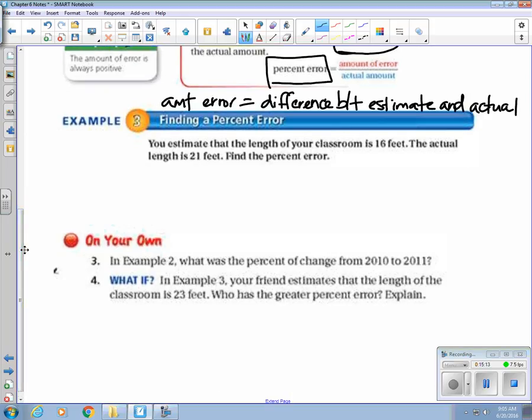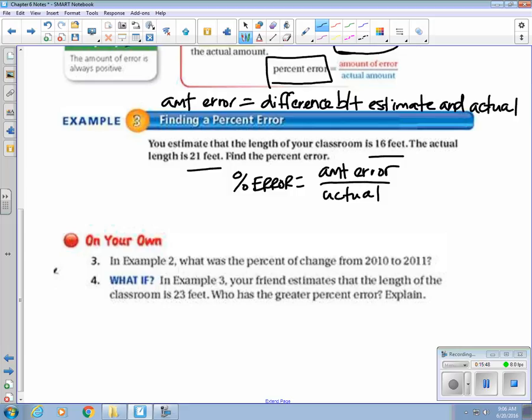So you estimate that the length of your classroom is 16 feet. So again, you looked at your classroom and you're taking an educated guess based on what you see. And you estimate, you didn't measure it, just with your brain, that it's 16 feet. All right, somebody measures it and the actual length is 21 feet. Find the percent error. So the percent error will be equal to the amount of error divided by the actual.